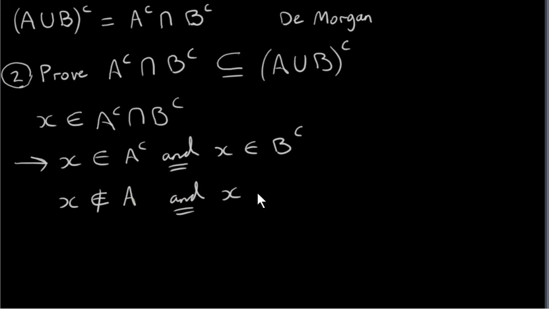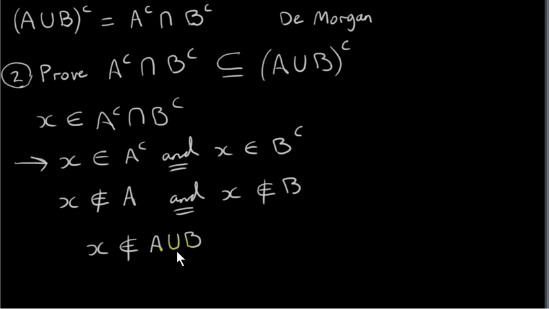Similarly here, if X is an element outside of set B, then it must not be an element of B. It must not be inside set B. So X is not an element of A and X is not an element of B. That means if we unite A and B together, X cannot be an element of A union with B, because A union with B is just A and B put together, of course.